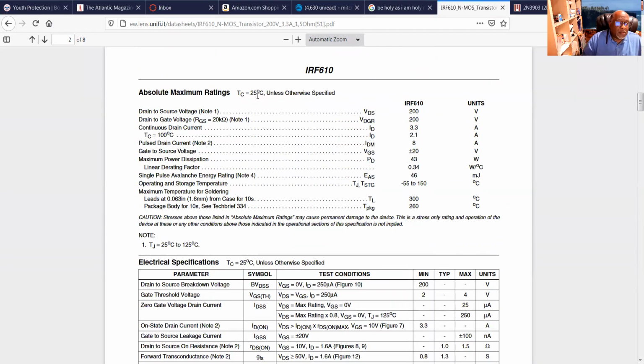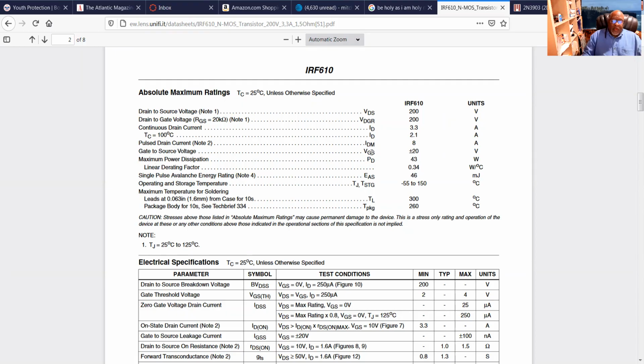And absolute maximum ratings for the transistor. The drain to source voltage, this can handle up to 200 volts before it breaks down. So it's usually a higher power application and a higher voltage application than your NPN transistor. Your gate to source voltage here is plus or minus 20 volts before you get a breakdown.